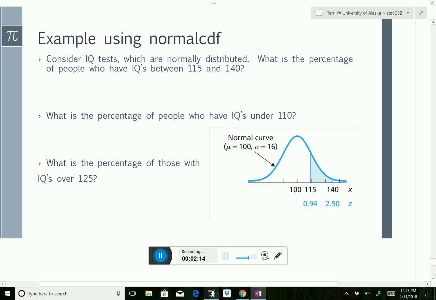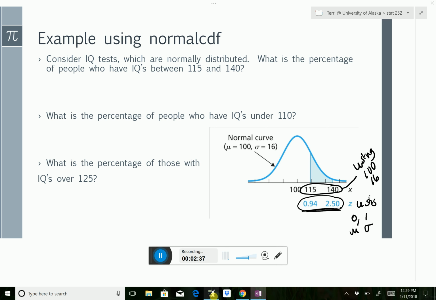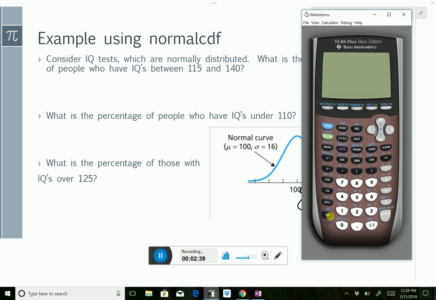Now, we could standardize them, and we can put this into the calculator just like this, 0.94 and 2.5 using 0 and 1 as mu and sigma. Or we can put 115 and 140 in the calculator using 100 and 16 as mu and sigma. So what we can do is we go to our calculator, we turn it on.